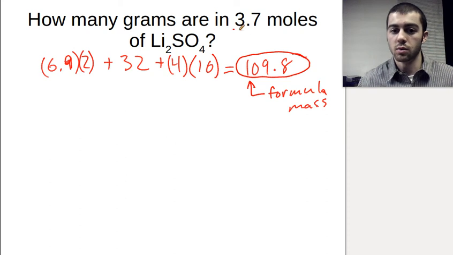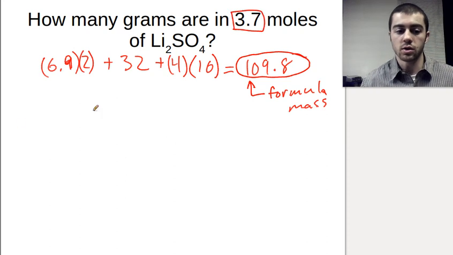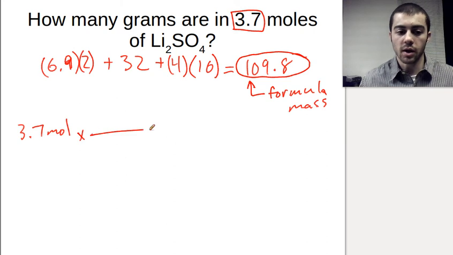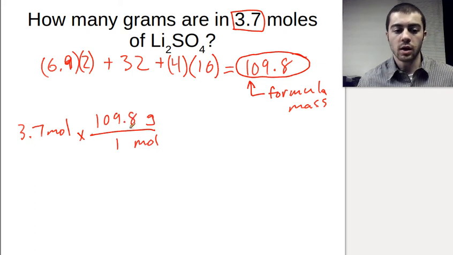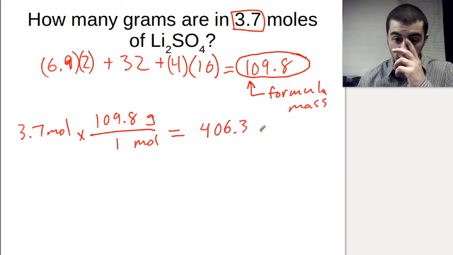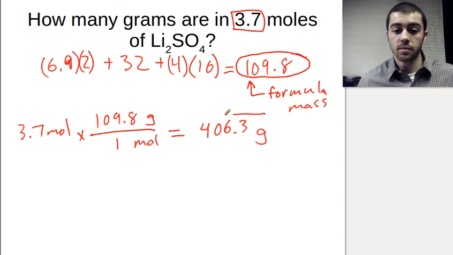Again, with the unit conversion, we take our original measurement, this 3.7 moles, and we multiply by our conversion factor. We have moles on the top, so we have to put moles on the bottom. So 1 mole is 109.8 grams. We multiply straight across the top, and that will give us 406.3 grams.